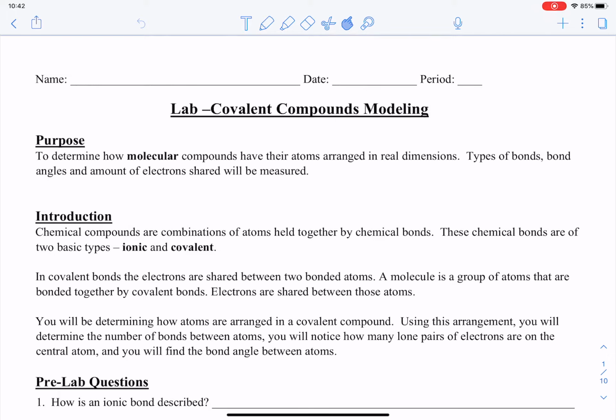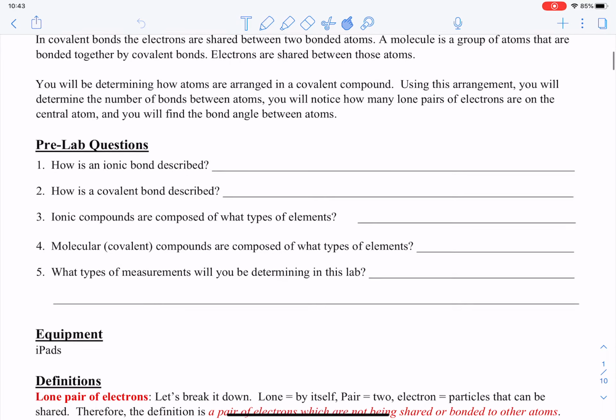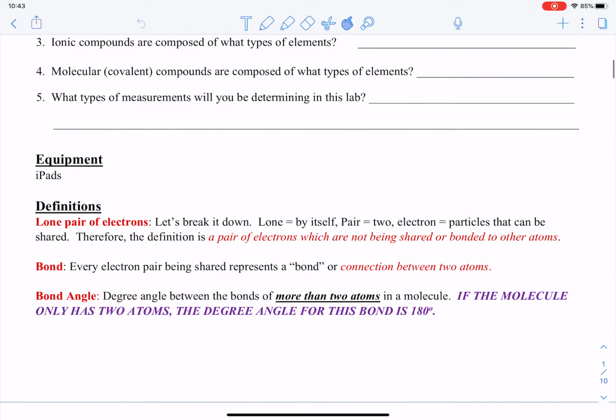Hey guys, this video is for the lab covalent compounds modeling, and this video is really a supplement to help go over some of the examples and kind of better explain what you need to be doing for this assignment. And what you should really do to start is to read through these introductions, answer the pre-lab questions, and go over these definitions. That is probably going to help you the most. And then if you are still confused, you can watch this video or rewatch it to see how we get the first few examples done.